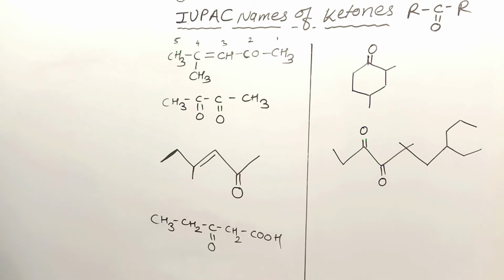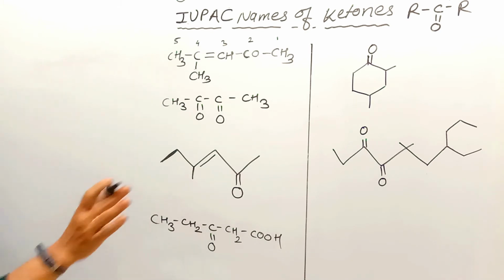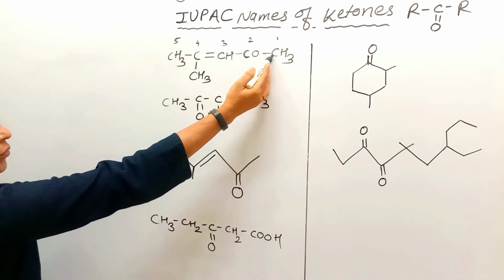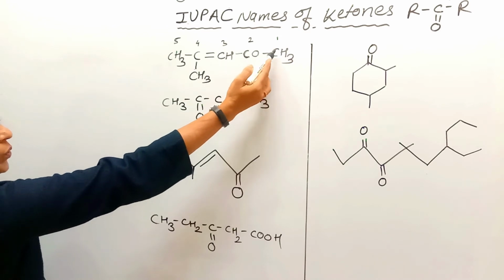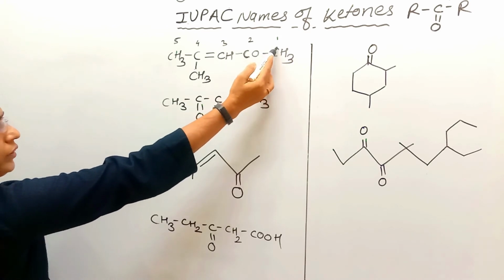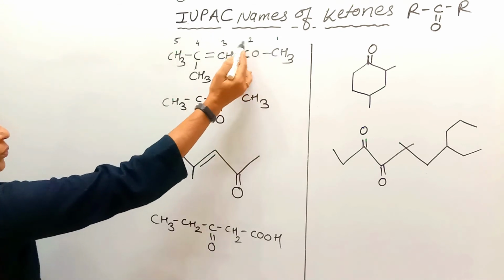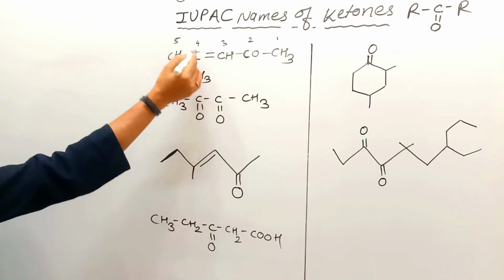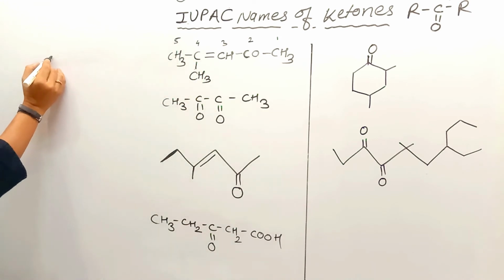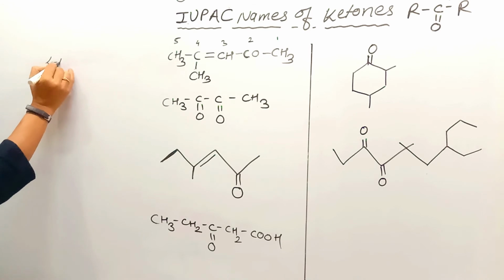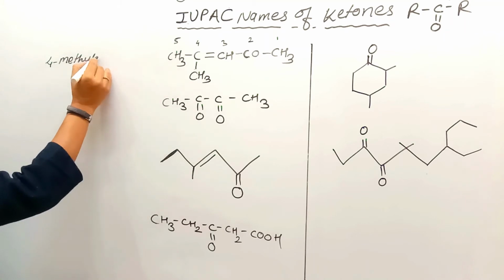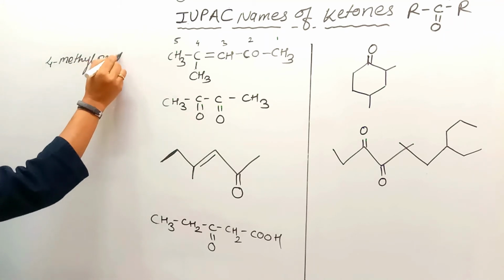So let's start how to name these compounds. Look here, as usual, follow your rules. Count the number of carbon atoms, number the carbon from the end which is close to CO. So I numbered from right to left. 1, 2, 3, 4, 5. 5 carbons are there. Indicate first the substituent along with its locant. So I will write 4-methyl, right? Total carbon 5, hence pent.